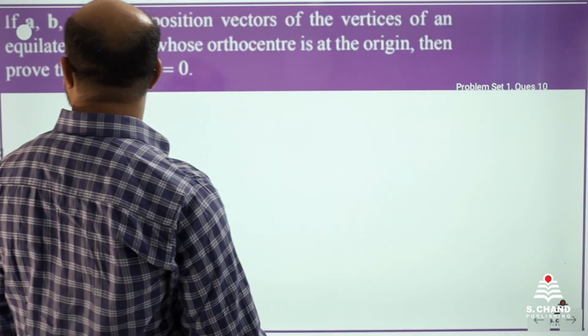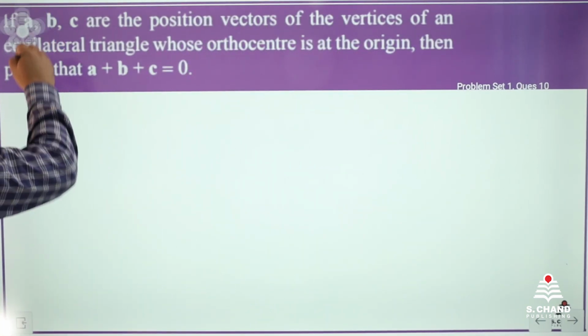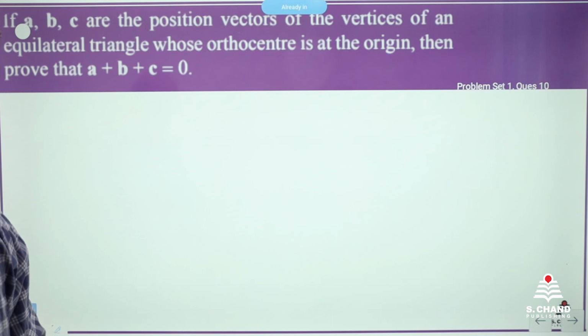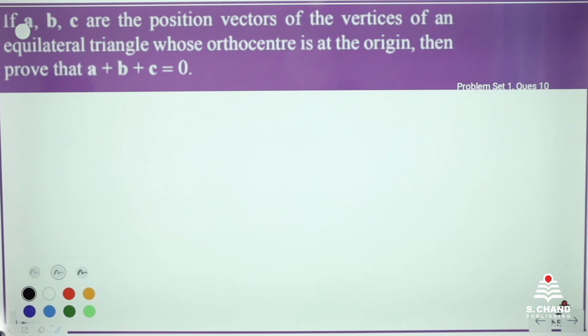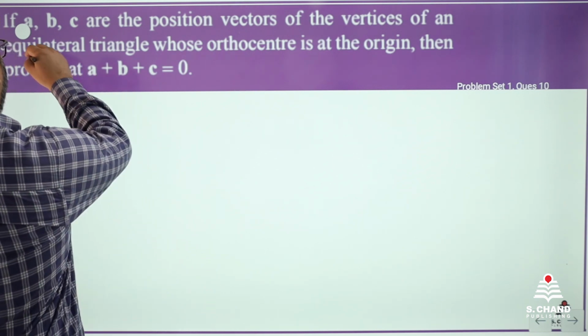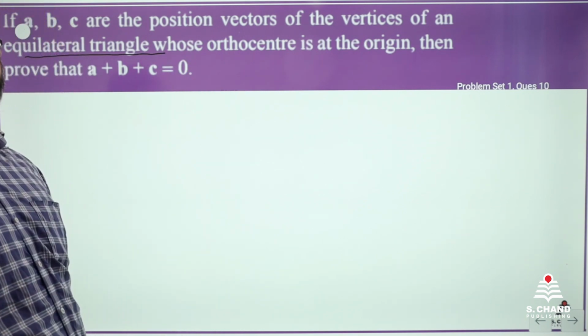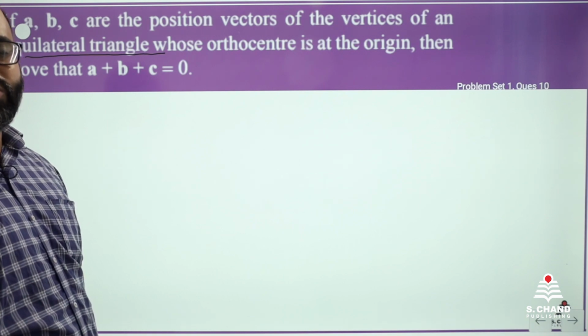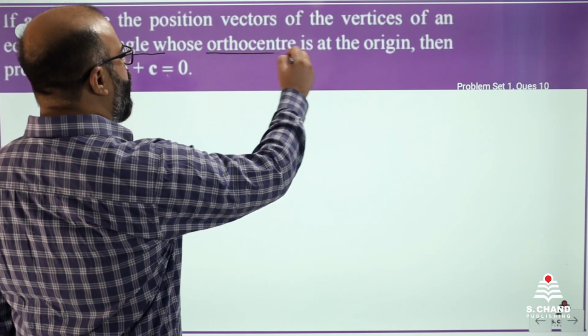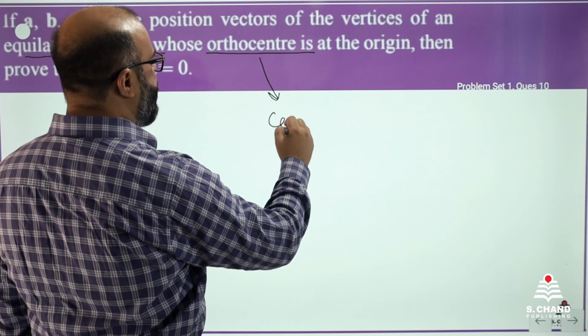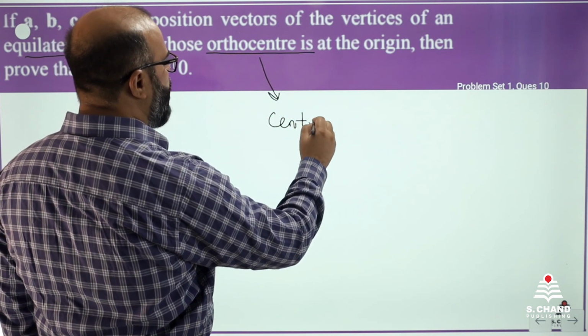The next question says, if A, B, C are the position vectors of the vertices of an equilateral triangle whose orthocenter is at the origin, then prove that A plus B plus C equal to 0. So this question is not a very big question. Here it is saying that it is an equilateral triangle. Now in case of an equilateral triangle, we already know that centroid, orthocenter, circumcenter and incenter, all these points coincide. So if you are talking about orthocenter, this will be the same as centroid, because this is an equilateral triangle.